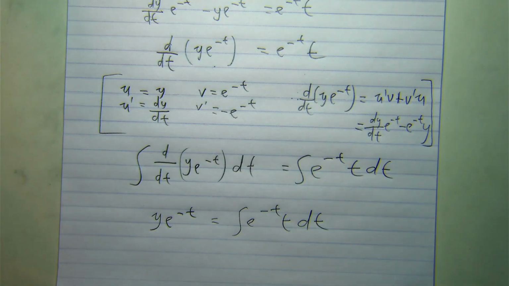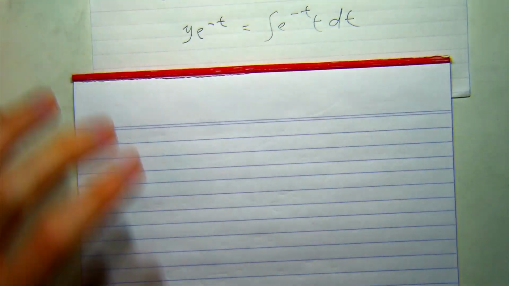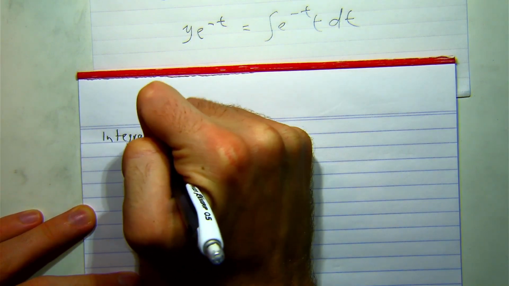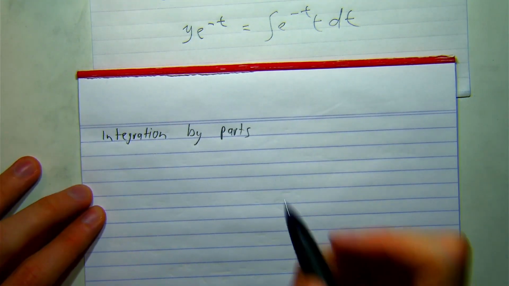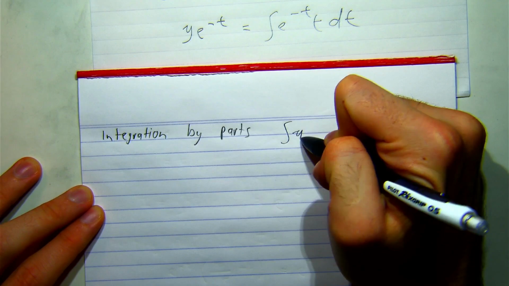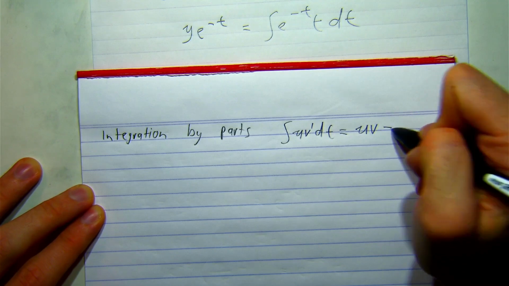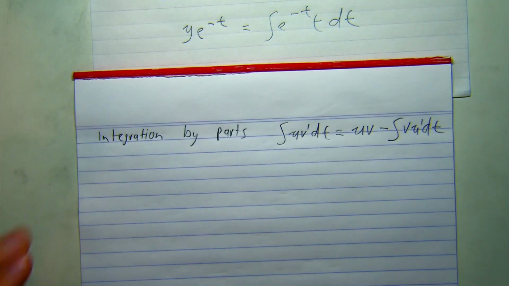All right, good. So how do we solve this integral? Well, it's actually not straightforward. We need to use integration by parts. But once we do that, we'll be pretty much done. So integration by parts, maybe if you aren't familiar with what that is, I'll give you a quick refresher. Integration by parts, if you have the integral of u v dash, that is equal to uv minus the integral of v u dash dt.